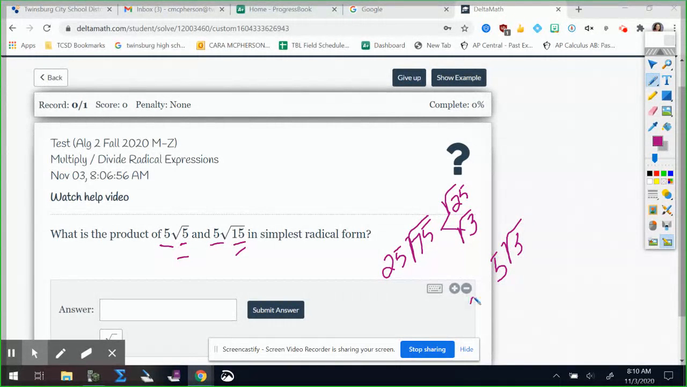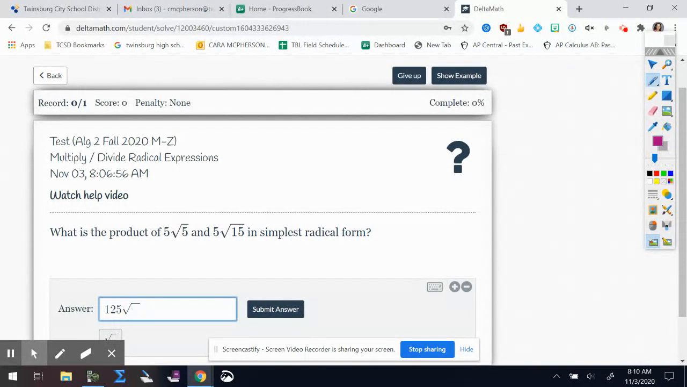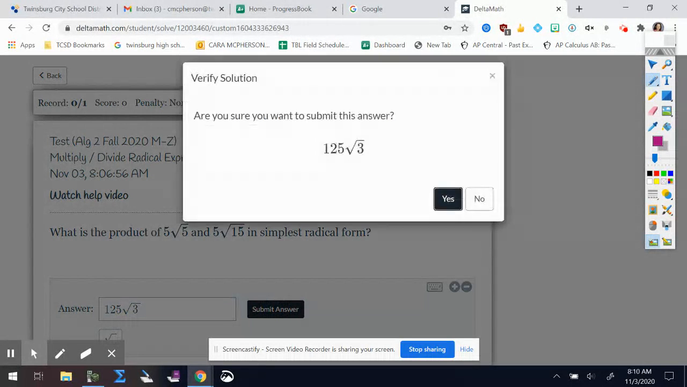Square root of 25 is 5, so you get 5 root 3. But then you also have this 25 out front, so you're going to multiply the 25 and the 5 together to get 125 root 3. And you're going to go to your answer and type that in. So 125, square root button, 3, submit.